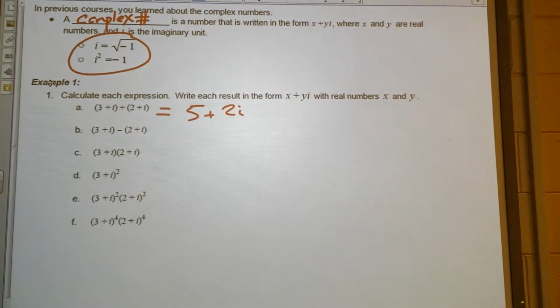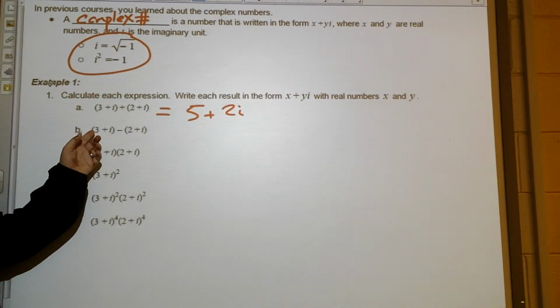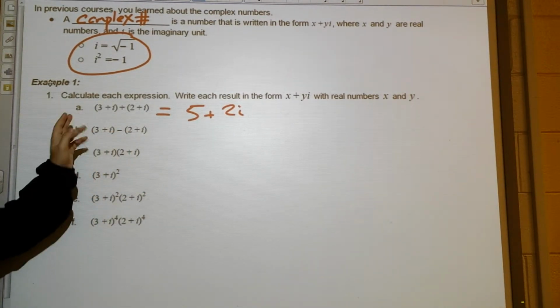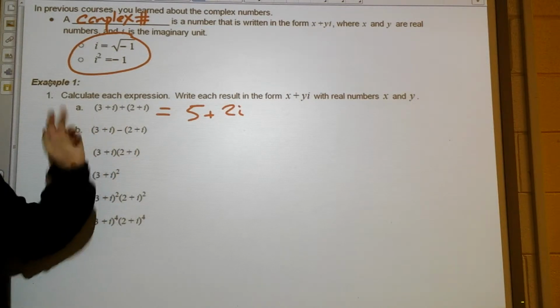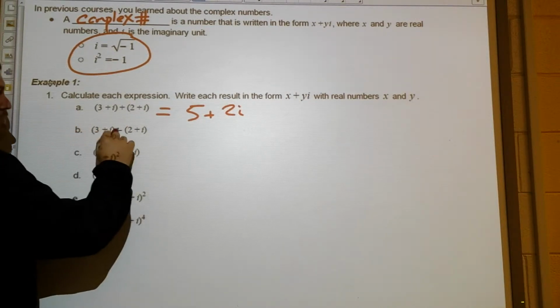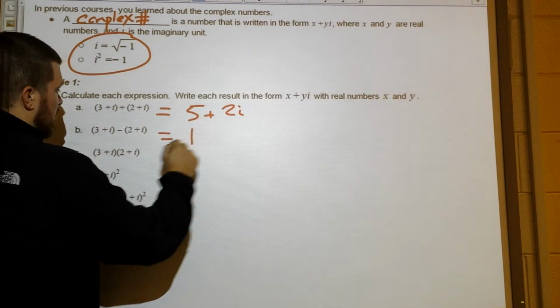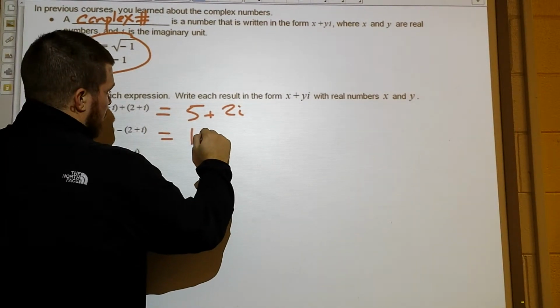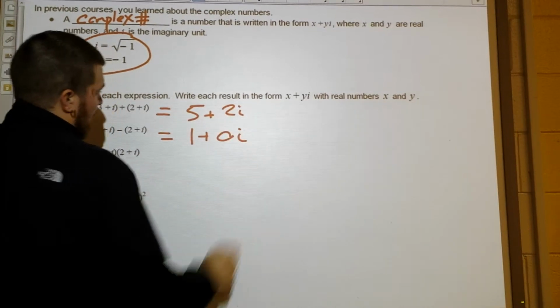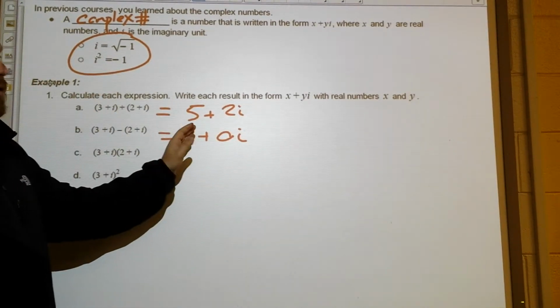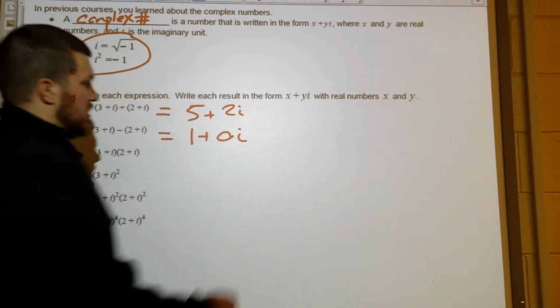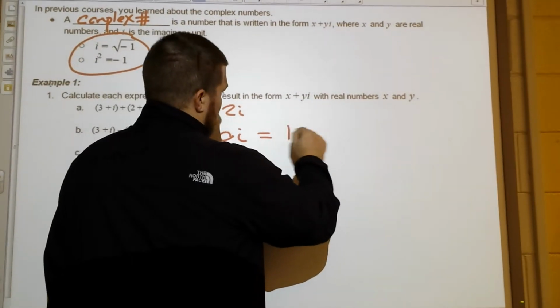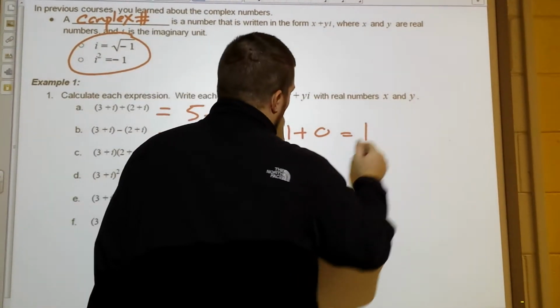Pretty easy. What I'm going to do now is do the same thing but with subtraction. Regular numbers go together. i numbers go together. So 3 minus 2 is 1. i minus i is 0. So 1 plus 0i. Now you can leave it like this, but really you should clean it up. 0 times anything is 0. So 1 plus 0, which is just 1.